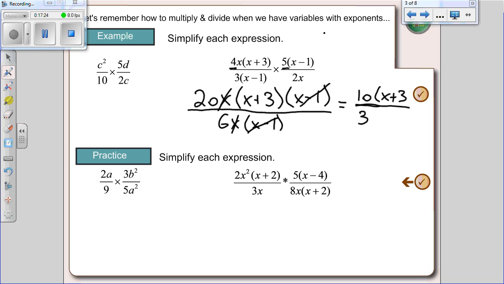You have to state your restrictions. Go back to your original question. What can't x be? It can't be 1. If x was 1, this would be 0, and then you're dividing by 0. So there's still 2 divisions, right? There's 2 division signs, so now you gotta check the other side. What can't x be on that side? 0. So, x can't equal 1 or 0. That's your answer.